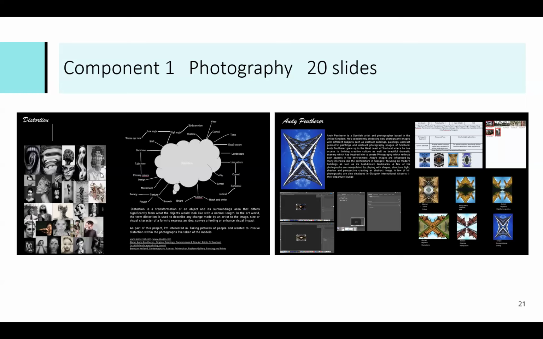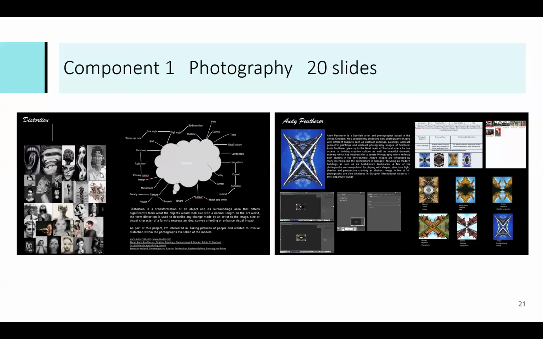A written mind map outlines a candidate's initial ideas in relation to the theme, including movement, texture, and viewpoints. The candidate includes a quotation about distortion in art. The candidate writes, "In the art world, the term distortion is used to describe any change made by the artist to the image, size, or visual character of a form to express an idea, convey a feeling, or enhance visual impact."